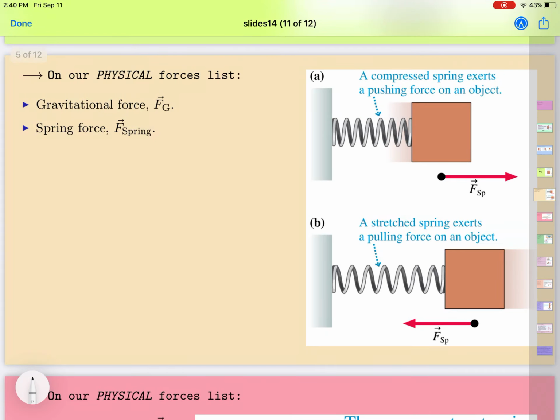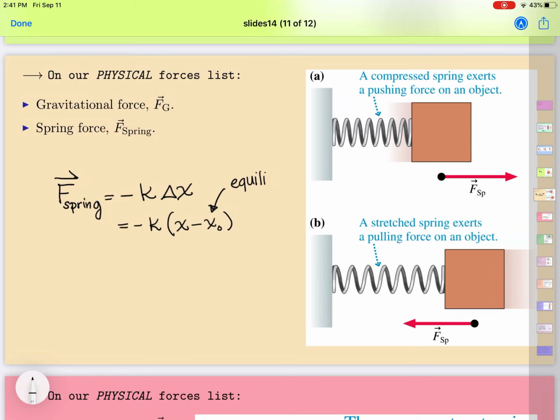The next force is the spring force. If we were to pull the block out from the spring, then the spring is going to be pulling back. The spring always acts opposite to the actual impetus of the box being pulled out. So we can say that F spring is going to be equal to minus k times delta x, where delta x is equal to x minus x naught, where x naught is the equilibrium length.